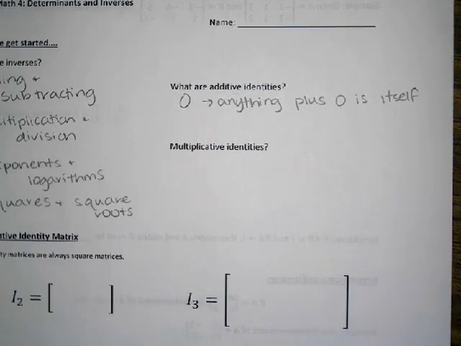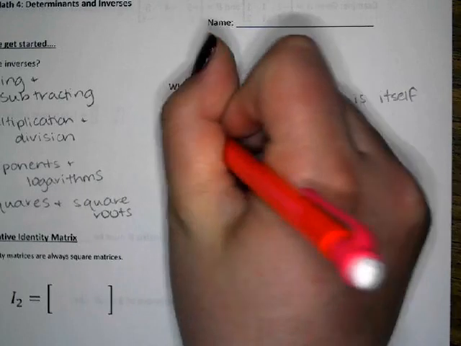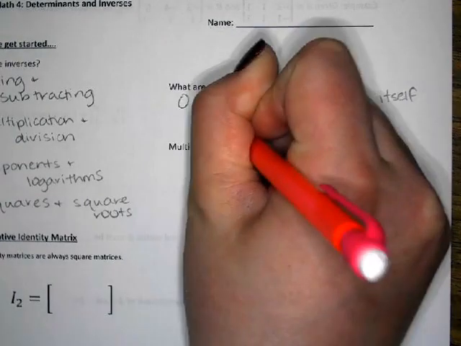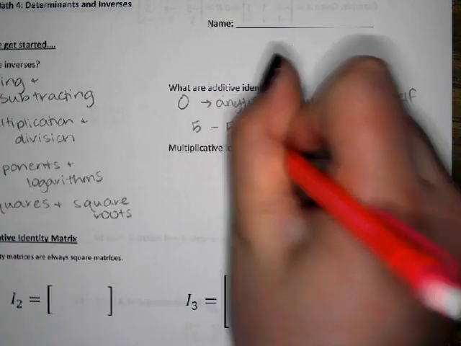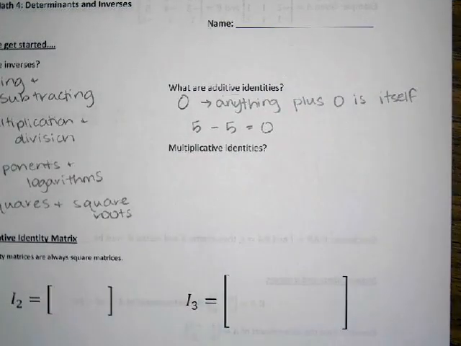Now, the other part of the additive identity is that if you do two inverses, if you were to do 5 take away 5, addition and subtraction, a positive number and a negative number, if you were to do those two things together, what does it equal? It equals 0, which is the additive identity. So if you were to take two inverses and put them together, it gives you that additive identity when you're doing those two operations together. Does that make sense? Okay.